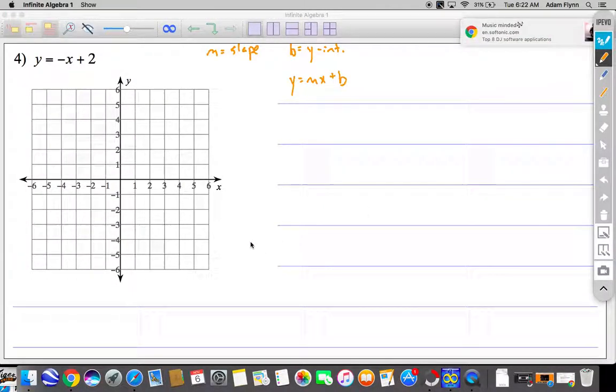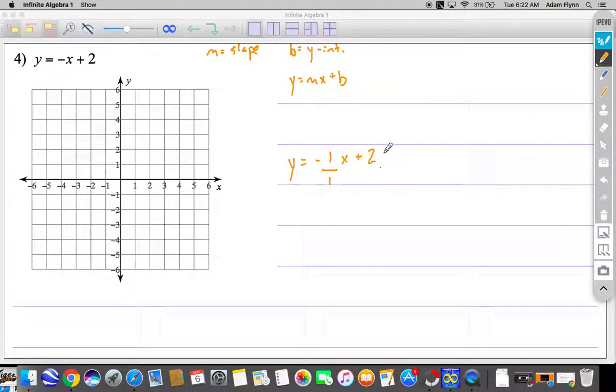So for this one right here, we have y equals negative x plus 2. Okay, so we have no number where our slope is supposed to be. It's just a negative sign. Okay, so we say that is the same thing as being y equals negative 1x plus 2. Okay, so because we have a whole number here, negative 1, I'll put that over 1. And now I've got a fraction. I've got my rise and my run.